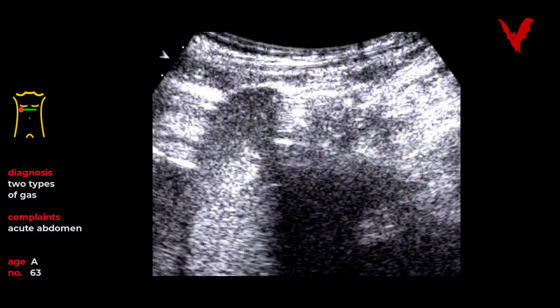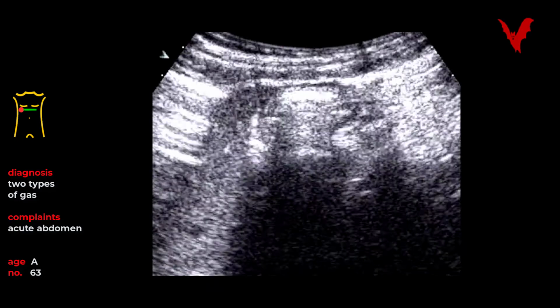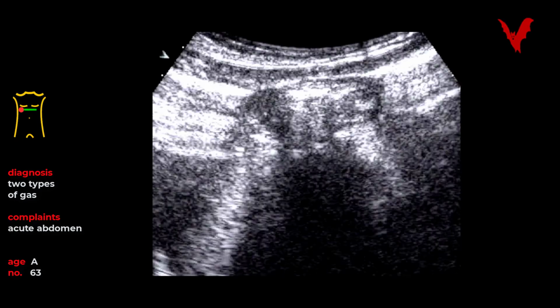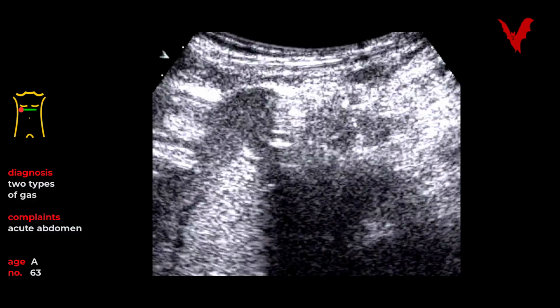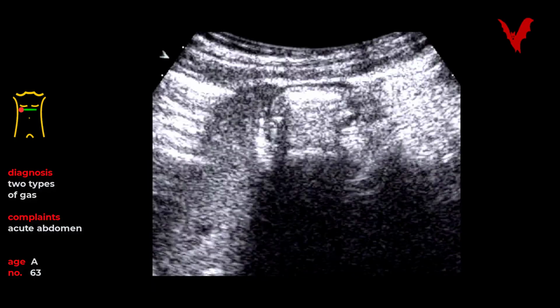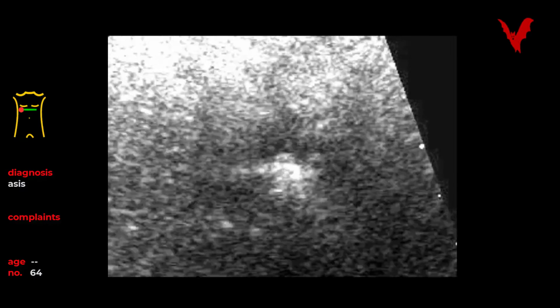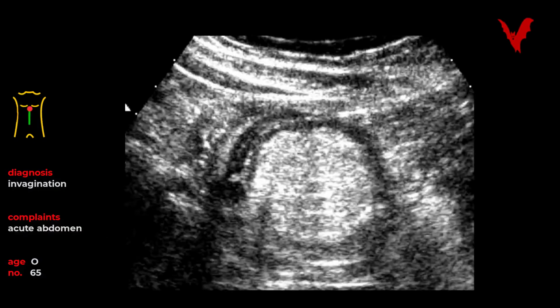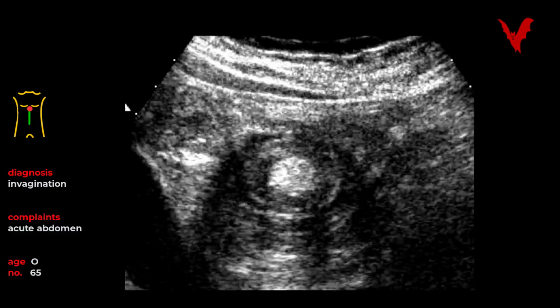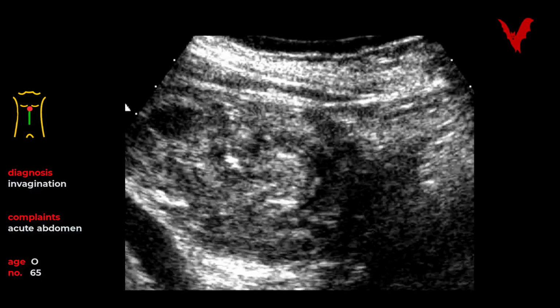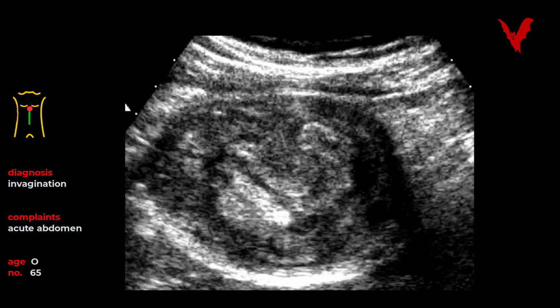Free gas to the left as seen from the observer and intestinally captured gas to the right. The case of hepatolithiasis is, as here in figure 64, seldom in Europe, but in Asia it is frequent. Intestinal invagination is found in figure 65.